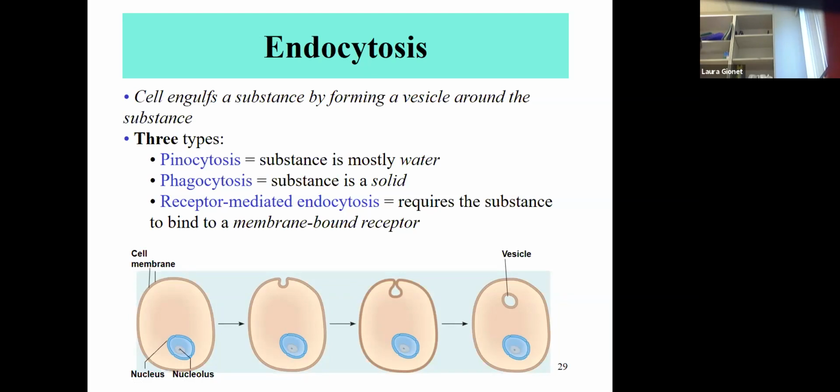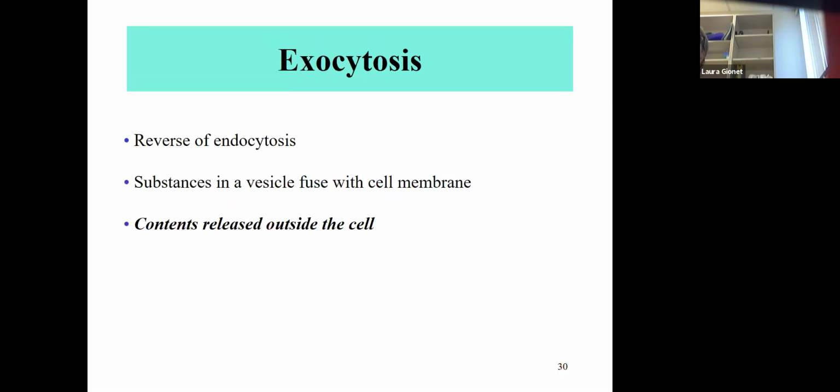Exocytosis will go from right to left. It will be a substance that's in a vesicle, right? And then it merges with the membrane, incorporates within it, and then spits out its contents, like that other picture that we were looking at with protein synthesis. So it's just the opposite. It's the reverse of endocytosis.